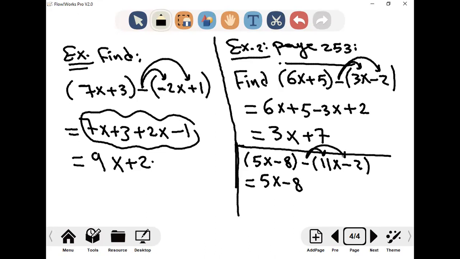Negative 11x, then positive 2. Good. Now what will the answer be? Negative 6. Yes. Negative 6, another negative 6, right? 5x minus 11x is negative 6x, negative 8 plus 2 is negative 6. Excellent, Abdul Hamid.